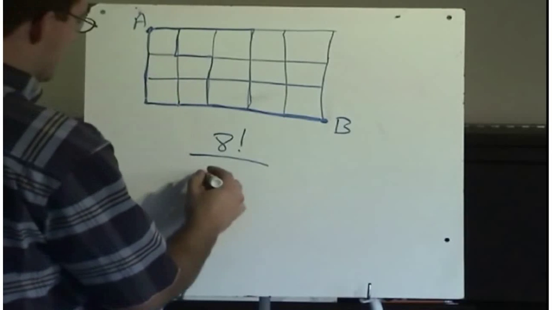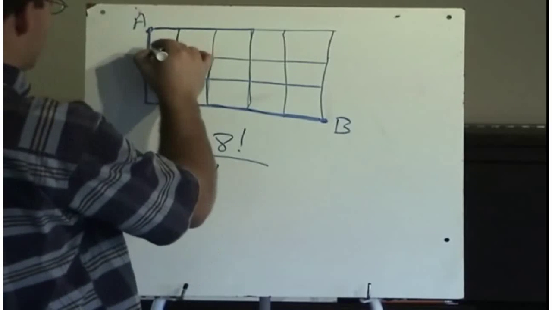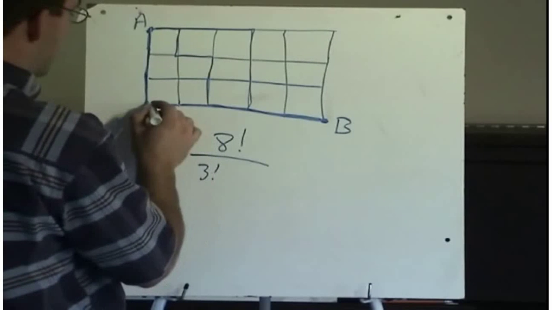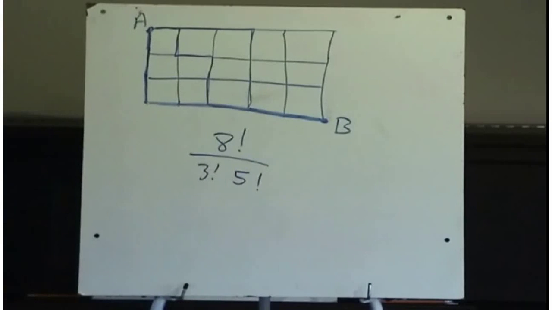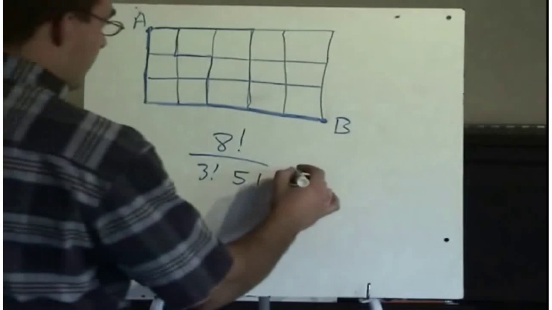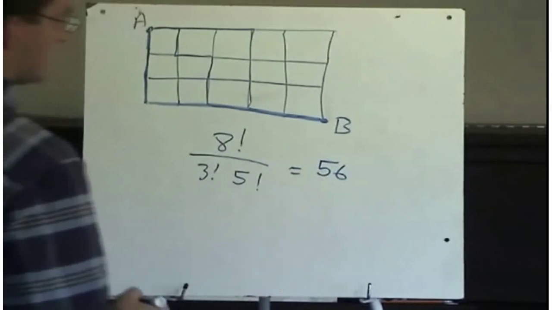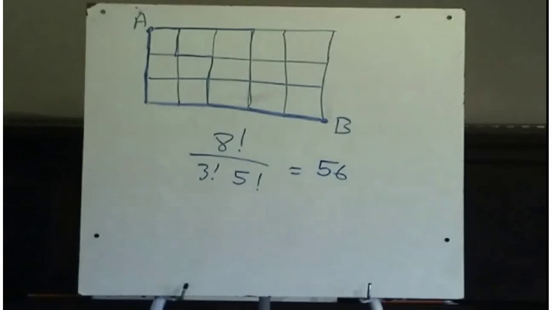So we have 8 different choices to make, but 3 of them are down, and 1, 2, 3, 4, 5 of them are to the right. So the number of ways of getting from A to B ends up being 8 factorial divided by 3 factorial times 5 factorial, which is 56. So there's 56 different ways of getting from point A to point B.